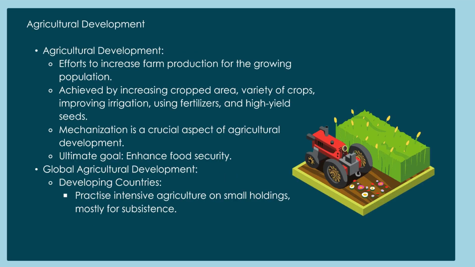Agricultural development. This is the effort to increase farm production for the growing population. This is achieved by increasing crop area, variety of crops, improving irrigation, using fertilizers and high yield seeds. Mechanization is a crucial aspect of agricultural development. The ultimate goal is to enhance food security through agricultural development. The developing countries practice intensive agriculture on small holdings, mostly for their subsistence.